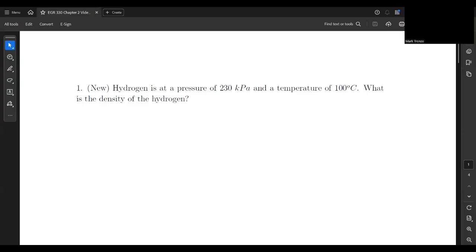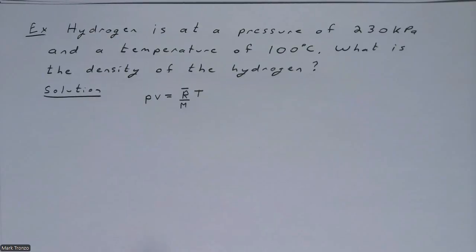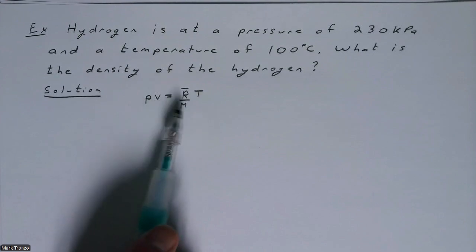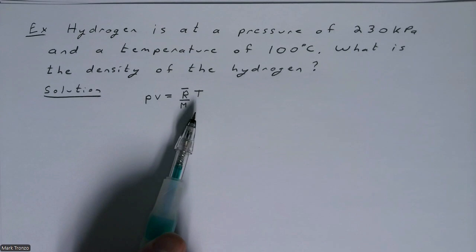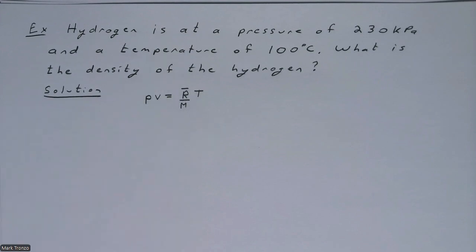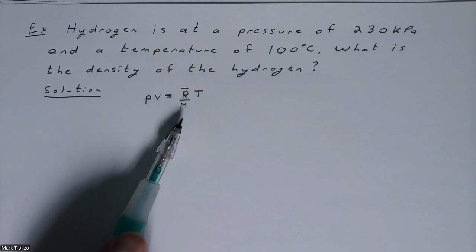Let's take a look at this problem. Hydrogen at a pressure of 230 kPa and a temperature of 100 degrees C. What is the density of the hydrogen? Now we'll use this form of the ideal gas law, this R bar over M. This quantity here is often what they just call R, but my book has R bar over M in the back, so we'll use it this way.